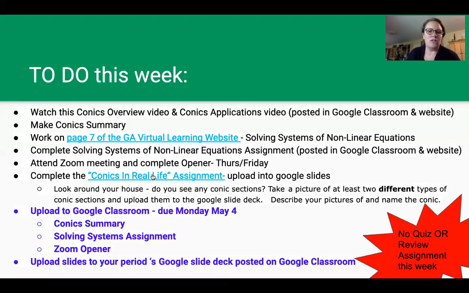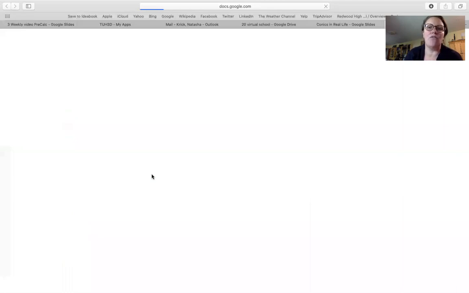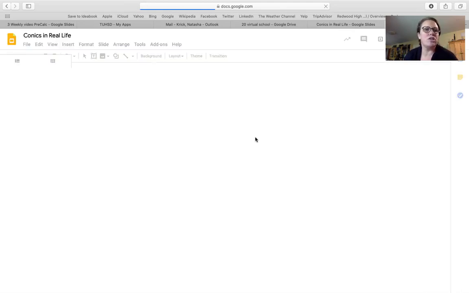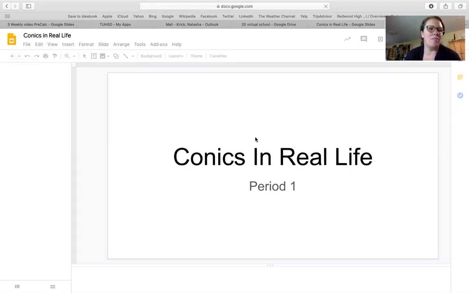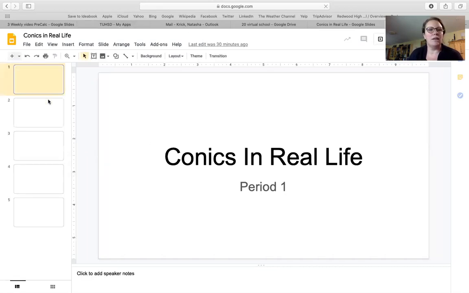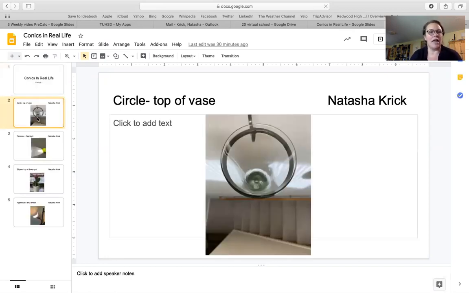In Google Classroom, there's going to be a slide deck for your period, and it's going to look something like this, where you're all going to upload your pictures to a different slide in that slide deck. So this would be an example for period 1, and essentially, I've given you a little example of what it's going to look like. So here's one for the circle. You would say what the conic is, what it actually is in real life. This is the top of a vase that's in my house, right above my stairway. It's kind of a weird angle. And then you're going to write your name.